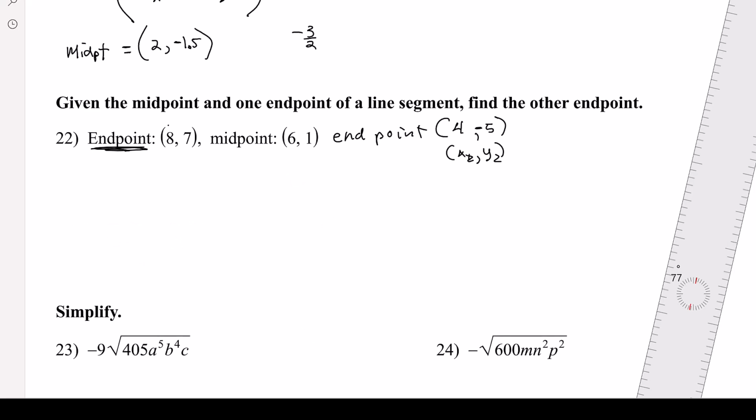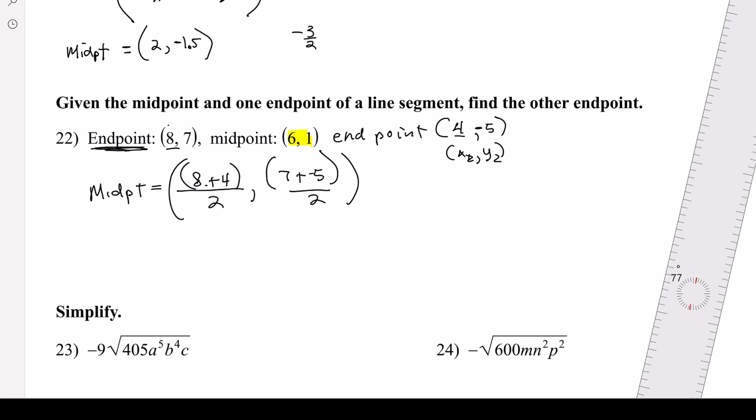That is a really good way to do that, though, visually, if you want to find the endpoint when you know one of the endpoints and the midpoint. So let's go ahead and check to see if those work. So we're going to find the midpoint. We're going to pretend we don't know it. So we're going to add 8 and 4 together. We're going to divide that by 2. And then we're going to add 7 and negative 5. We're going to divide that by 2.